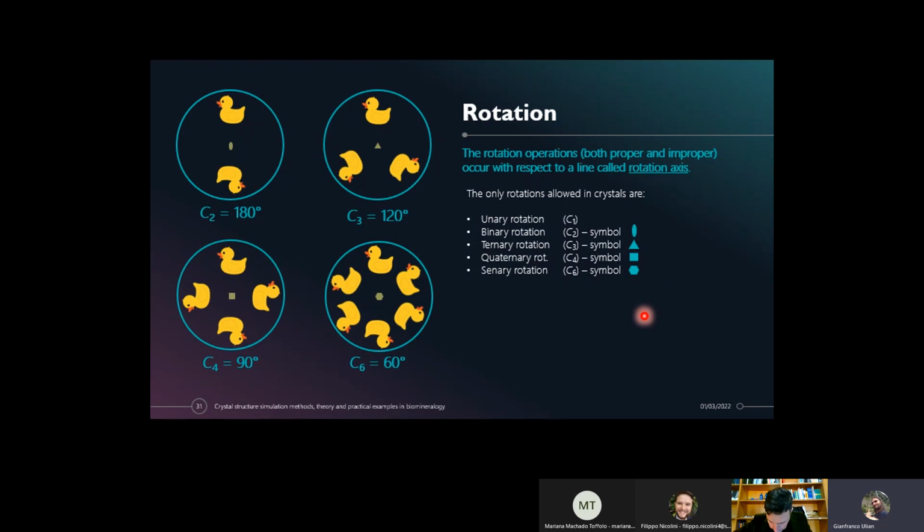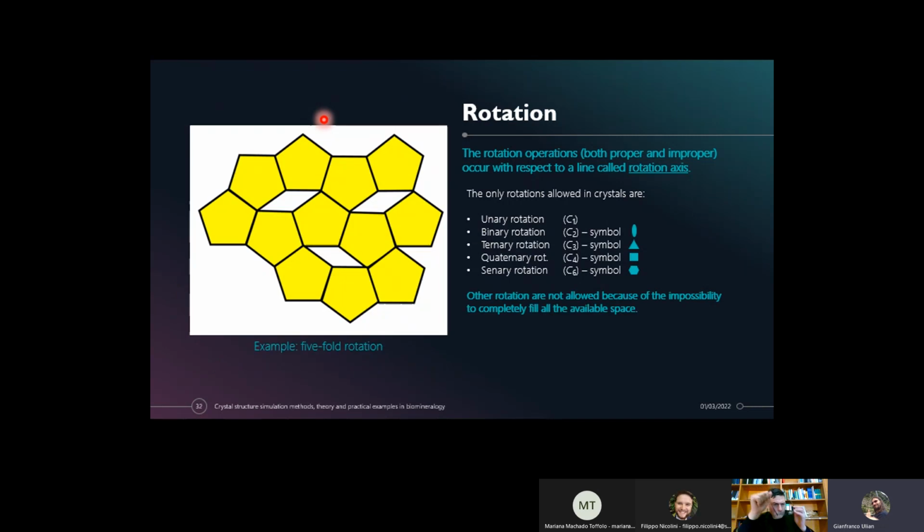Now, obviously we can have, for example, a sphere with a rotation axis that is called C infinity, because we can rotate a sphere, a ball, by a very small angle, and it would always be indistinguishable from the original object. But in crystallography, these are the only allowed rotation axes, because otherwise we would have objects that would not fill all the gaps inside our structure.